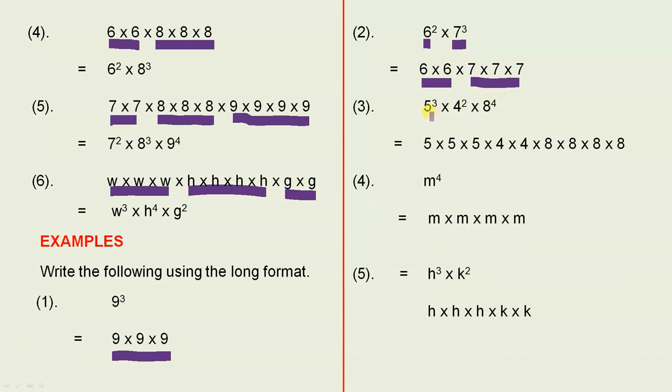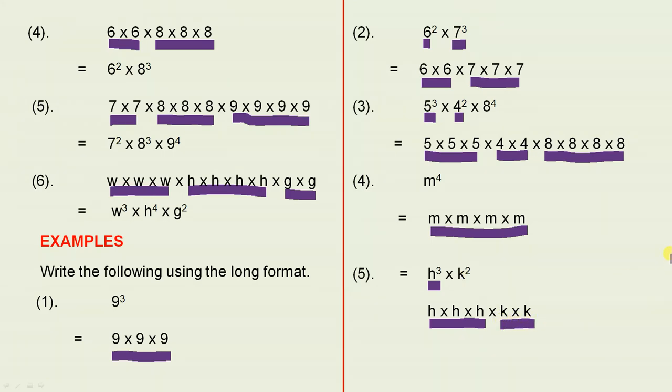Over here we have the 5 is multiplied by itself 3 times, so that gives us that part. The 4 is multiplied by itself twice, so it gives us that part. And the 8 is multiplied by itself 4 times, that gives us that part. M to the power of 4, that's very straightforward. Those m's multiplied together. And we have h to the power of 3, which gives us those h's multiplied together. And k to the power of 2 gives us those k's multiplied together.